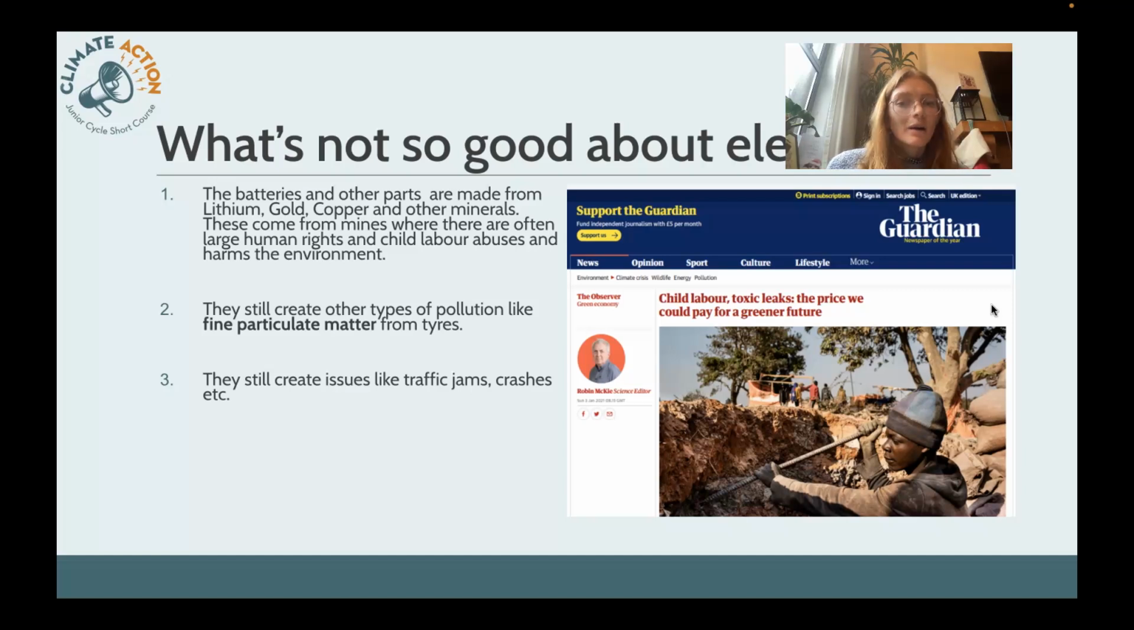Lithium, gold, copper, and other minerals, cobalt especially in sub-Saharan Africa, are very bad for human rights abuses. And the conversation tends to be quite polarized: well, the human rights abuses are terrible, therefore electric cars are bad. It's not a very nuanced discussion. It doesn't help very much, because just staying with fossil fuel cars isn't a solution. So the next piece is just trying to tease that out a little bit.